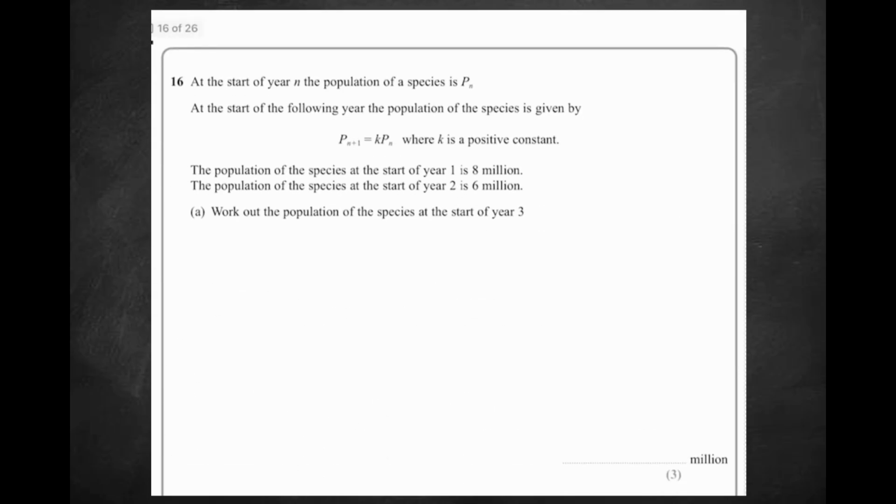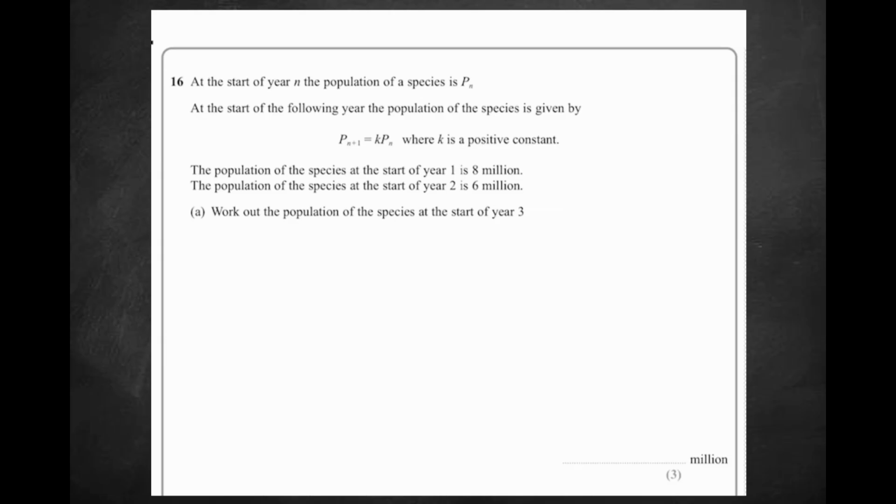Question number 16. At the start of the year n, the population of a species is Pn. At the start of the following year, the population of the species is given by Pn+1 equals K Pn, where K is a positive constant. The population of the species at the start of year 1 is 8 million. The population of the species at the start of year 2 is 6 million. Work out the population of the species at the start of year 3.